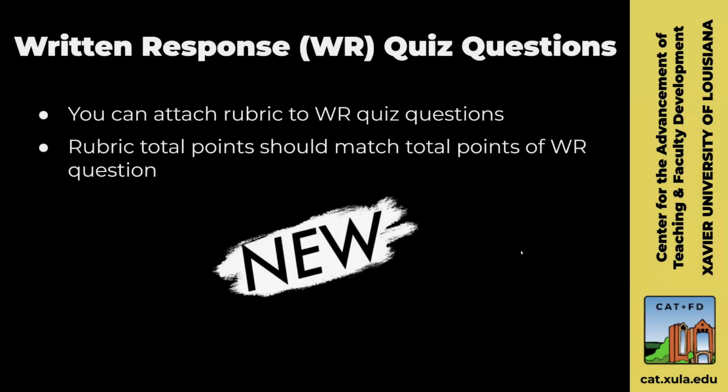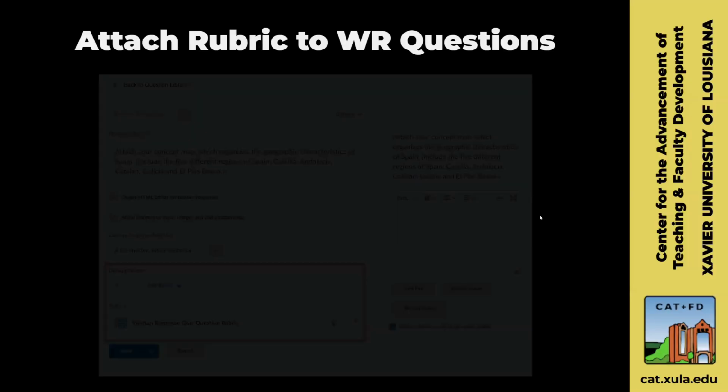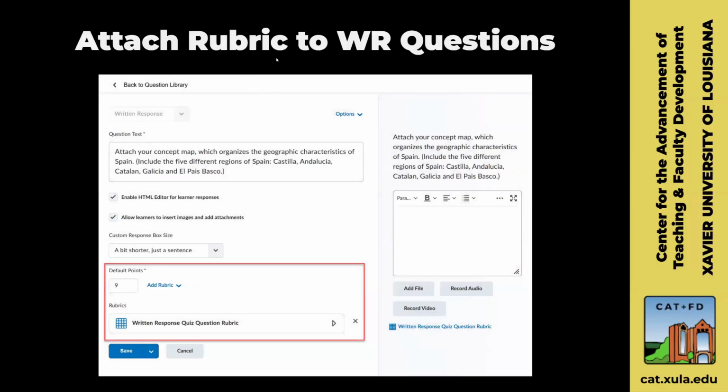New, relatively new, is the fact that you can also now attach a rubric to written response quiz questions. So you just need to make sure that the rubric total points matches the total points of the written response question. And to attach it to a written response question, when you're creating or editing that written response question, you'll see down at the bottom by the default points, the fact that you can add a rubric. So you just do add a rubric and then find the rubric that you want to attach.